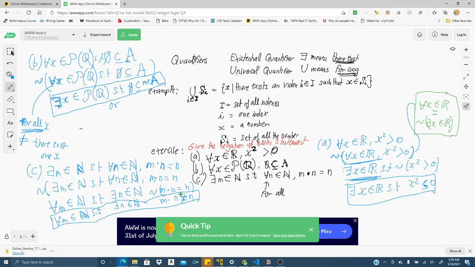This can also be another possible answer. The x belonging to P of Q such that the empty set is not a subset of A. This is also another answer. So the negation right here, those are the same thing.